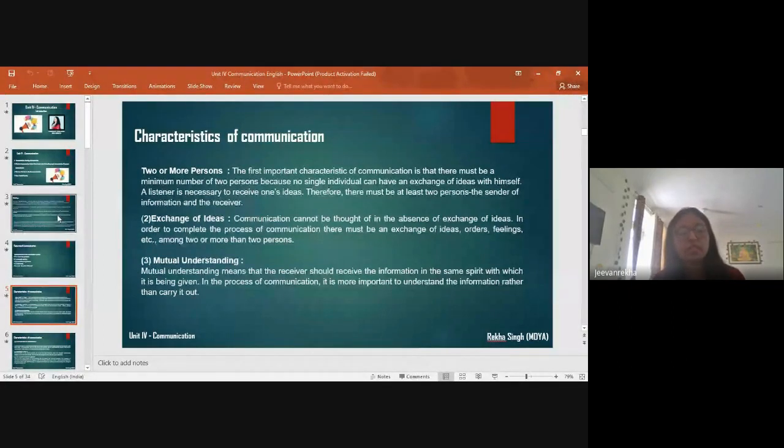Getting my point? It means it is more important to understand. First, you have to understand what I am saying before you carry it out, right? Before you transfer my words to others, you have to understand first. That will be a mutual understanding, and that will be good for powerful communication. Understood?